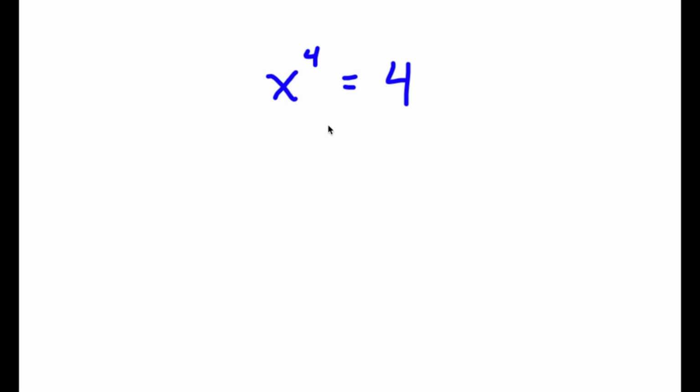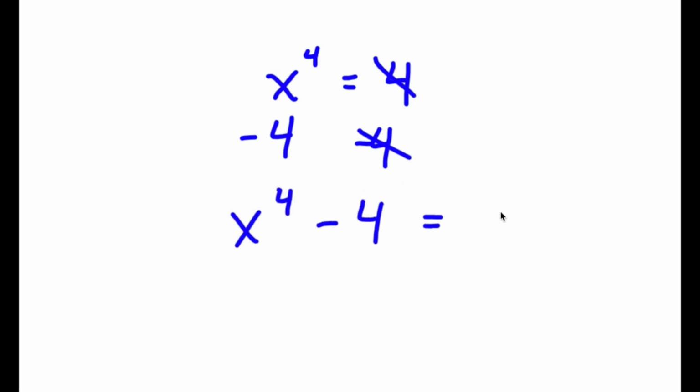Alright, so in this problem, I have x to the power of 4 is equal to 4. So to solve this, I'm going to first start by subtracting 4 on both sides. So then these two cancel out, and now I have x to the power of 4 minus 4 is equal to 0.